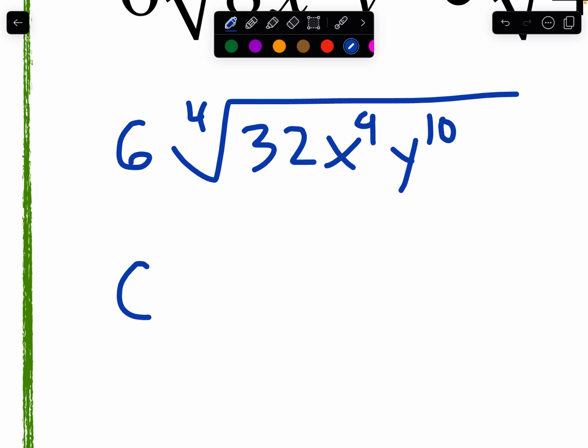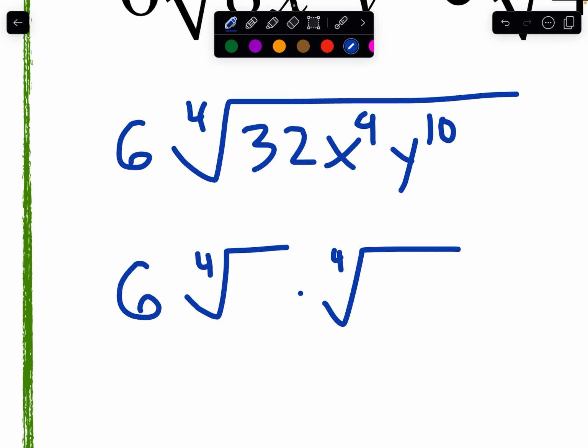32 itself is not a perfect fourth, quote unquote. We should always check that, right? But the idea is then to split 32 up into 2 factors where one of them is a perfect fourth. And we go back and we look at our list, and 16 is on that list, and 16 times 2 is 32.